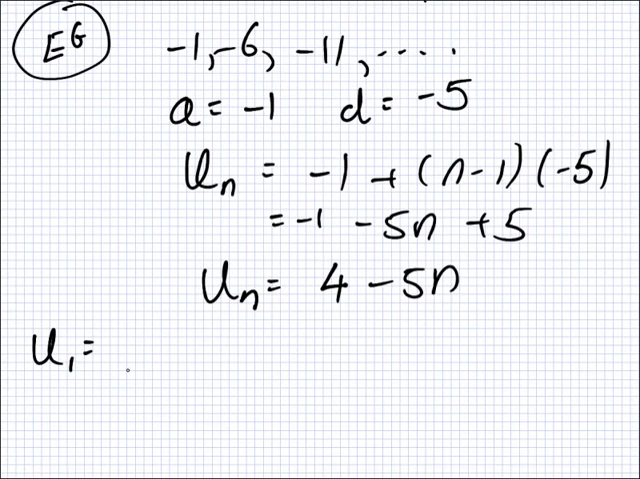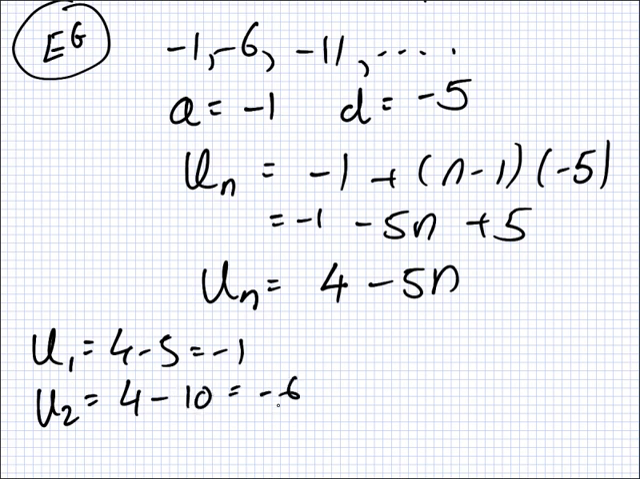What should u1 be? -1, yeah. So 4 minus 5, is that -1? It is. What's u2? What should that give us? Should give us -6. 4 minus 5 times 2, 10. Yeah, that's -6. So it works. So that's the formula here. Yeah? 5n. Oh, here. I multiplied the 5 in. Okay, write that one down. We'll have a look at another one now.